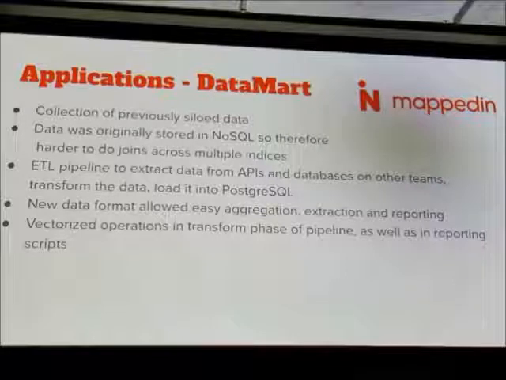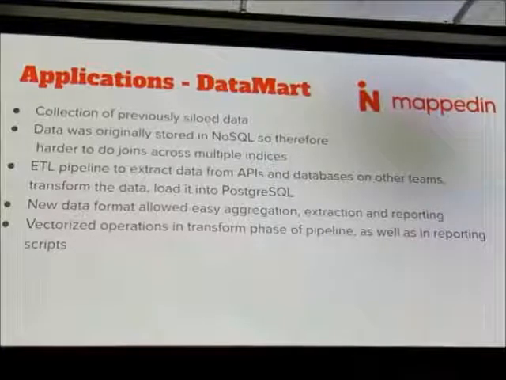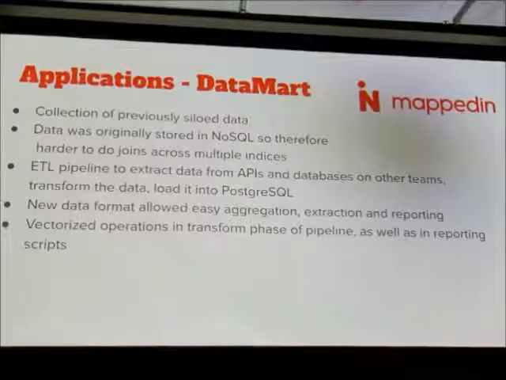Any other questions? Cool. So the last application I'll talk about quickly is DataMart. DataMart was a project I implemented at Mapton. Essentially, it was a collection of previously siloed data that was around on other different teams.